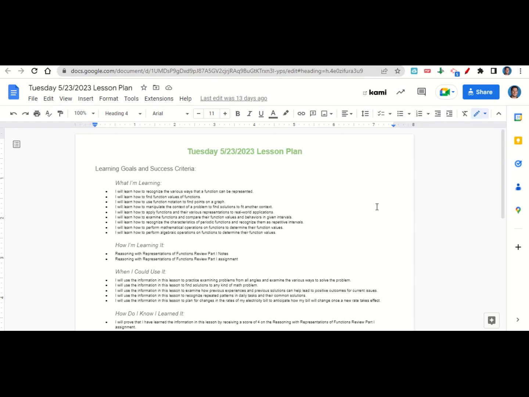How are we learning it? Through the Reasoning with Representations of Functions Part 1 notes and the Reasoning with Representations of Functions Review Part 1 assignment. When can we use this information?